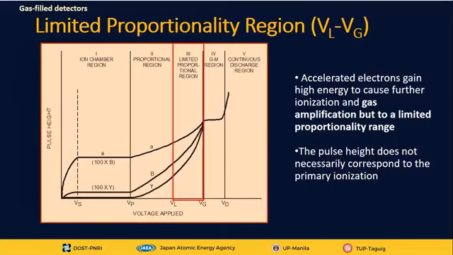At higher voltage, shown in region 3, accelerated electrons gain high energy to cause further ionization. And amplification happens, but only to a limited proportionality range. So in here, the pulse height no longer corresponds to the primary ionization. And we call this region the limited proportional region.